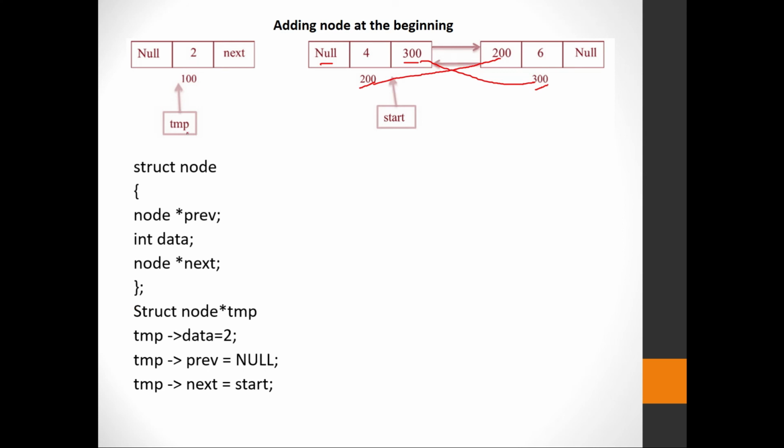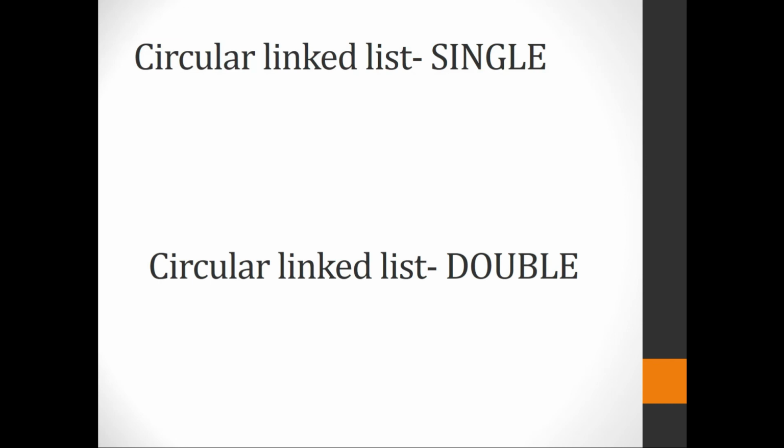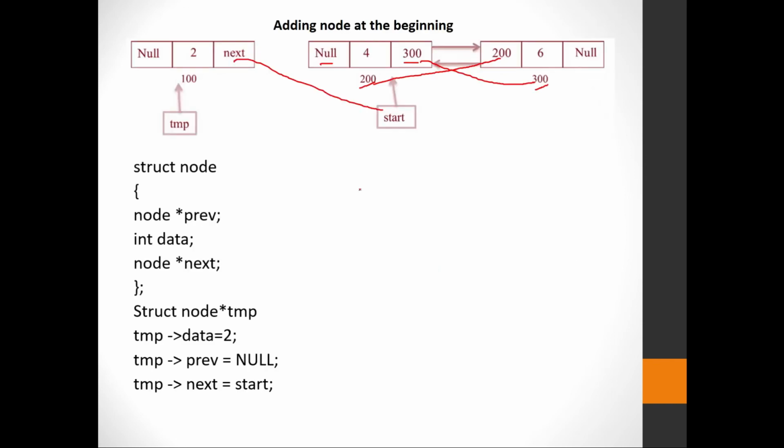Now I am going to add one node at the beginning. So now what do I do? Struct node star temp. This temp's data is going to be 2. Previous is going to be null. Temp next is equal to start, or 200. Okay, that is how it looks like. This is how you proceed with your double linked list program.